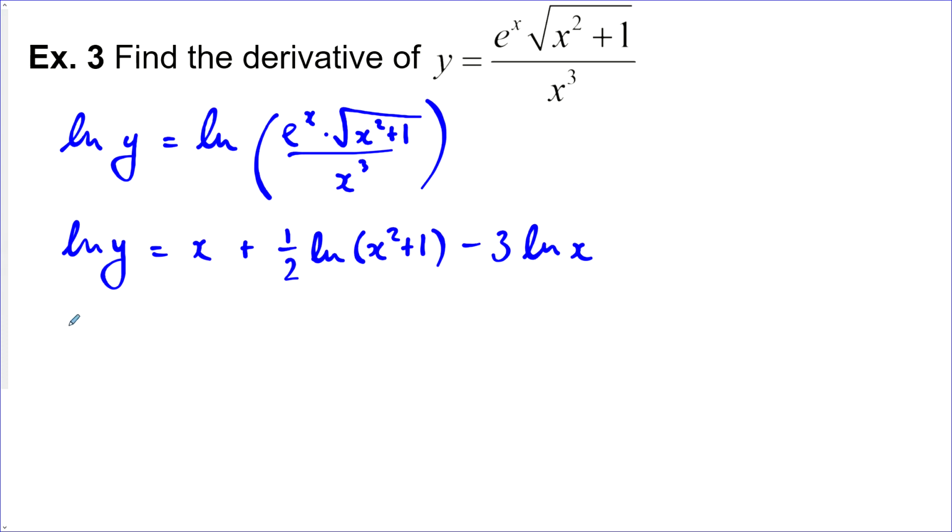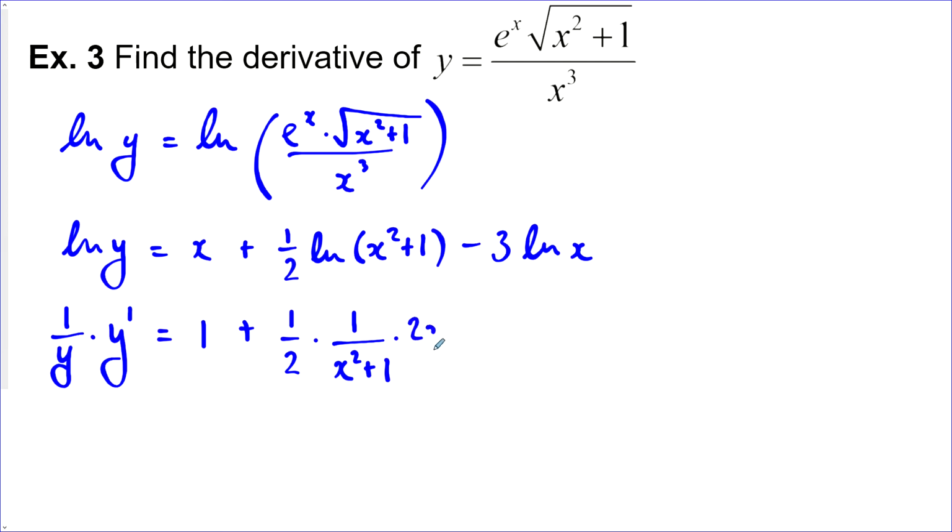So we'll do 1 over y times y prime equals derivative of x is 1 plus. The derivative of this is just 1 over 2, 1 over x squared plus 1 times the derivative of x squared plus 1, which is 2x. So this 2 and this 2 will cancel. Then we've got minus 3. The derivative of natural log of x is 1 over x. Let's rewrite it like that.